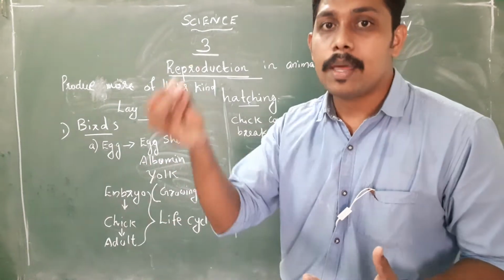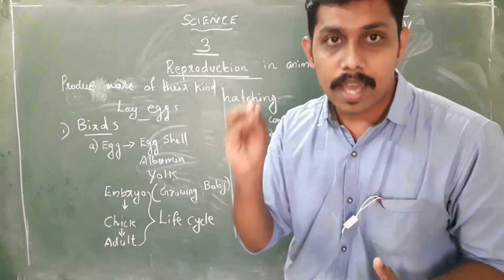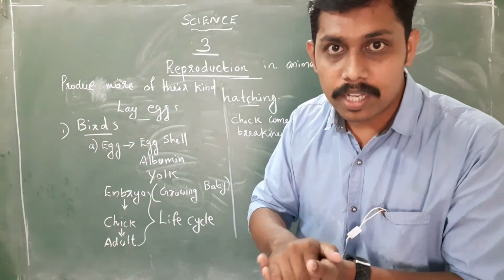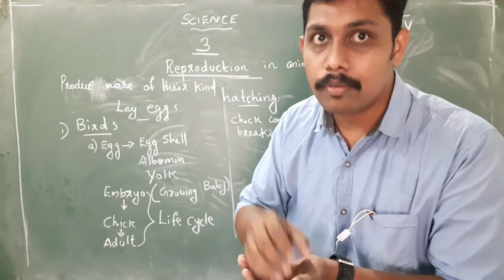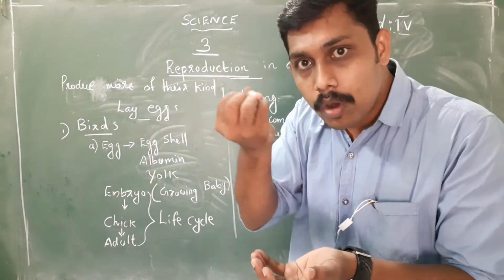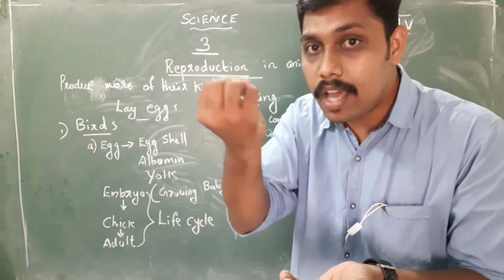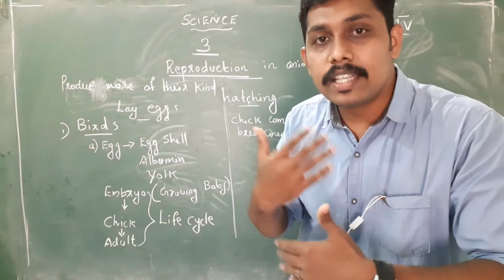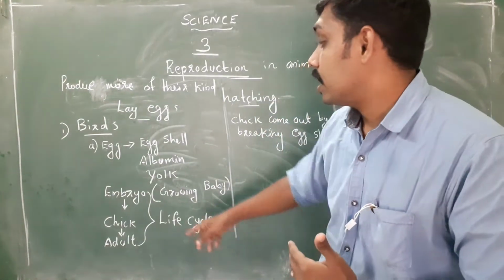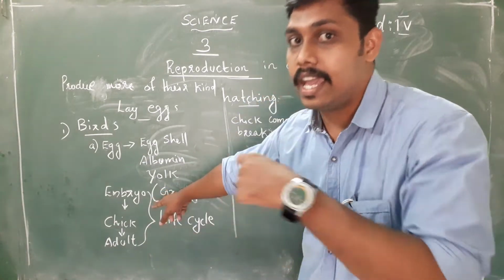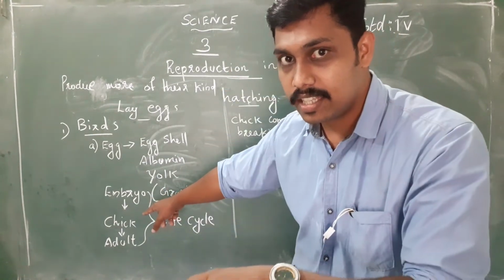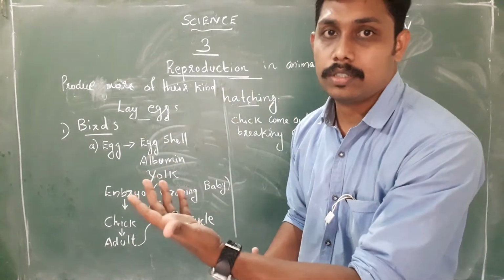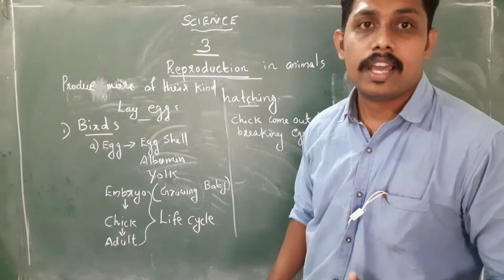For this, the parent animal sits on the egg. From sitting, the egg gets warm from the animal, and by getting this warmth, the chick develops inside the egg. The chick develops inside the egg, and it comes out by breaking the eggshell.